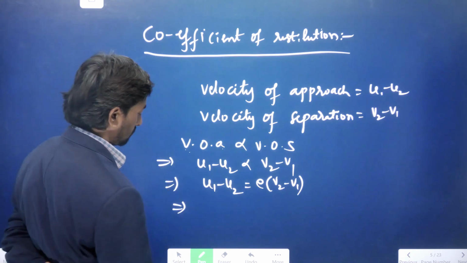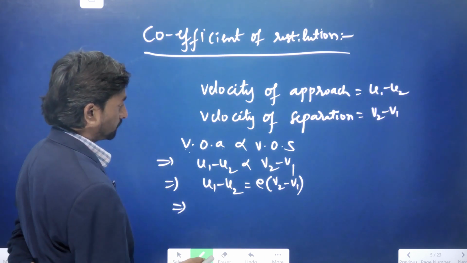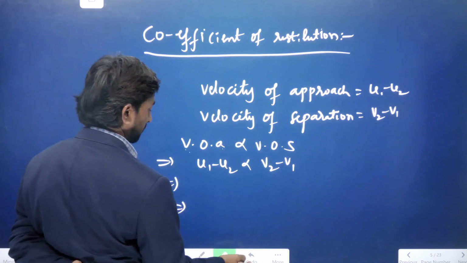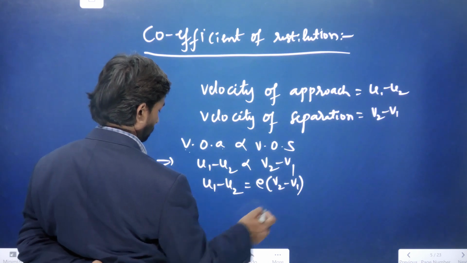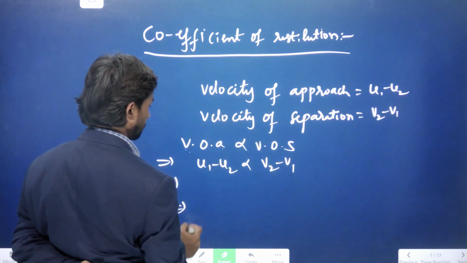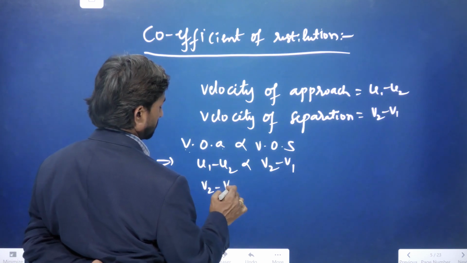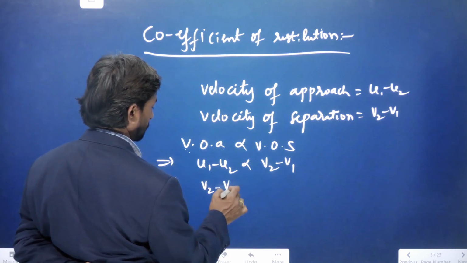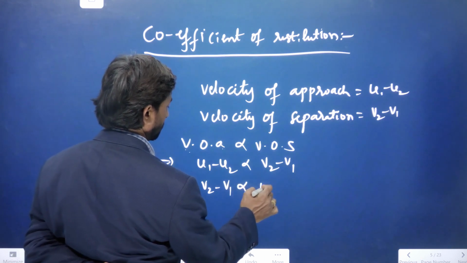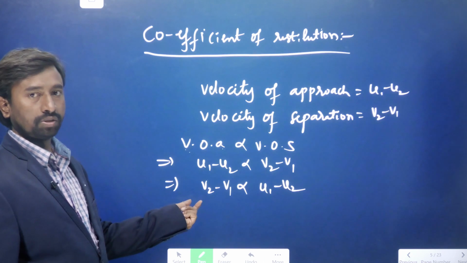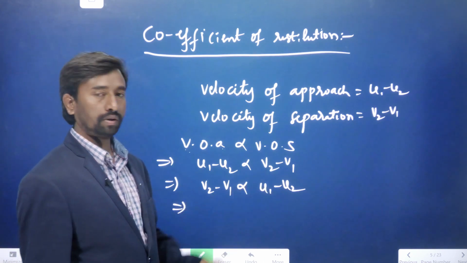We can write this expression like this also. So v2 minus v1 is directly proportional to u1 minus u2. The velocity of separation is directly proportional to the velocity of approach.